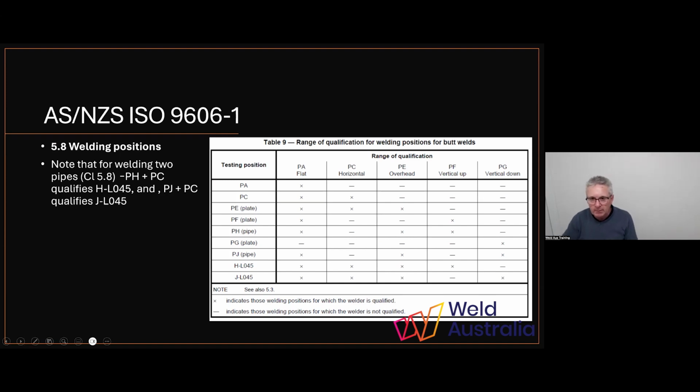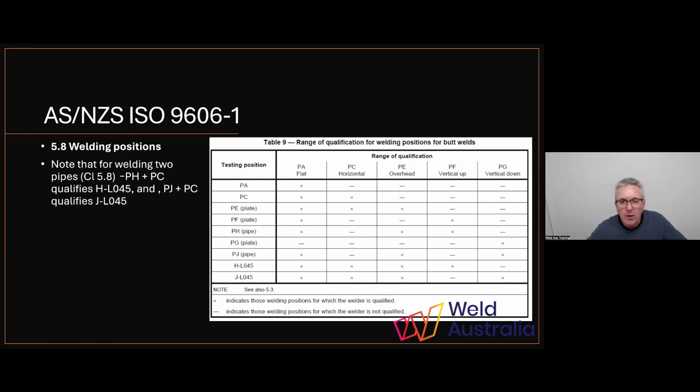Naturally, we've got one for butt welds and we've got one for fillet welds, so you've got to be aware of that. It's pretty straightforward when you're looking at it. If I read their welding positions, note that for the welding of pipes, clause 5.8: a PH or a PC qualifies a HLO45, and a PJ and a PC qualifies a JLO45.